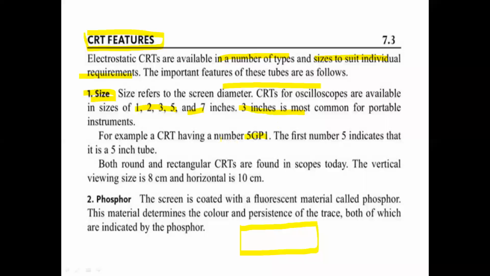Okay, so when features are described, if they say 5 GPI, what does it mean? Here 5 means 5 inches screen. That 5 indicates the size of the screen, which means that the screen size is 5 inches.